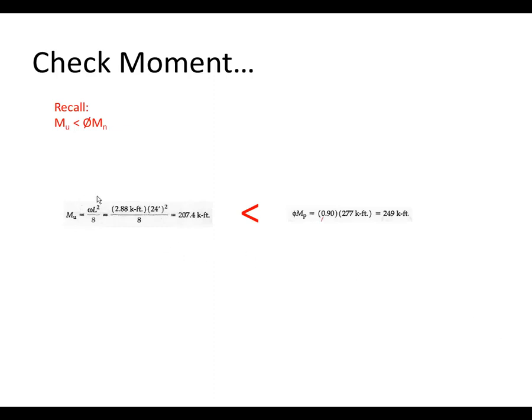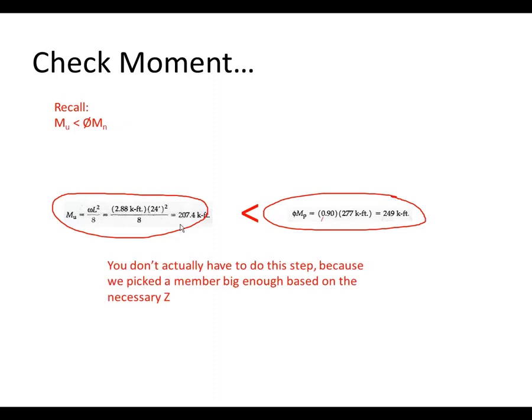And so we've now got that first value that we could compare. And recall that we're simply trying to determine if Mu, the actual moment, is less than the factored resistance moment. And I've simply pulled the value straight out of the example previously, showing you those equations. And 207 is definitely less than 249.